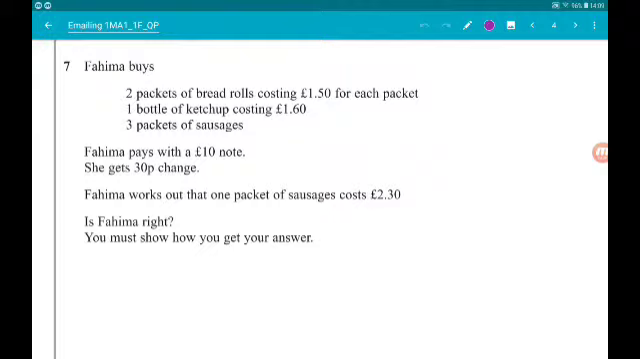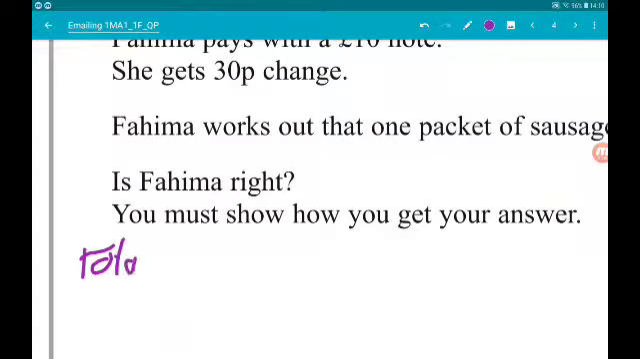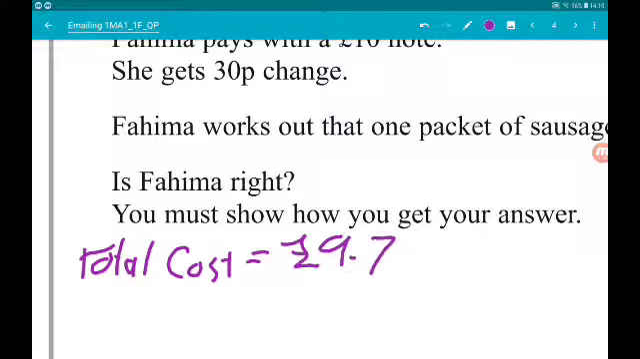So, we know that if she pays with a £10 note and gets 30p change, the total cost is £9.70. So if we work out the cost of the bread rolls, add the cost of the ketchup, take that away from £9.70, that will leave us with the cost of 3 packs of sausages, and then we can work out the cost of 1 pack.